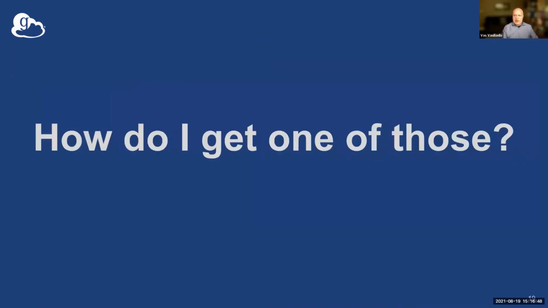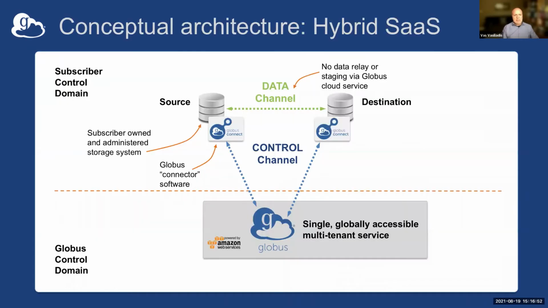So you may be wondering, okay, that sounds great. How do I get one of these? I'll use this as an opportunity to just very quickly talk about how Globus is architected. Some of you, looking at the names, I see some folks are probably very familiar with this, but for those that don't know Globus, the way it works is we operate a single cloud-hosted service. We run it all on Amazon Web Services, and that's shared by all users.